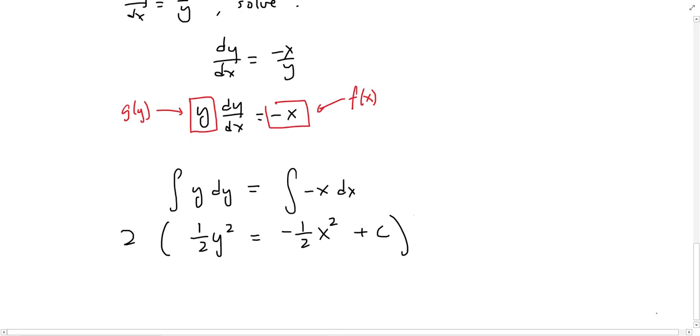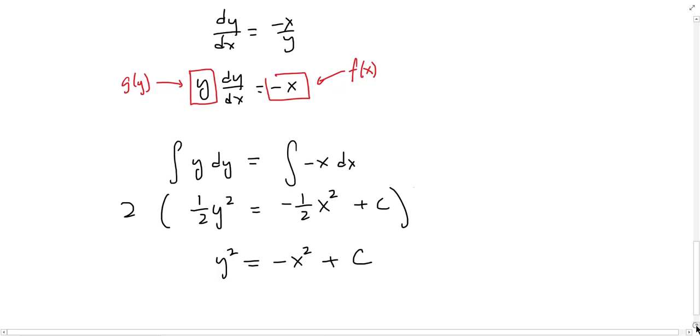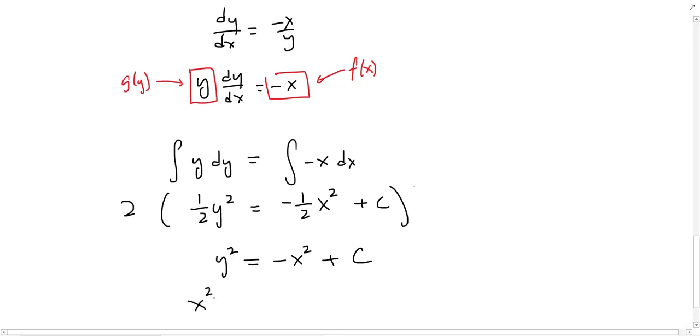If I do that, I would get y squared equal to negative x squared plus some kind of constant c. Notice that this c is not the same as the c on the step before, but it's still just a constant that we don't know. So I'm not going to keep track of what operation we've done to this constant, because eventually it just becomes one constant. And the next thing I'm going to do is move the x squared over, and therefore become this.